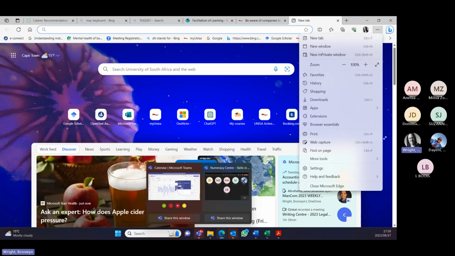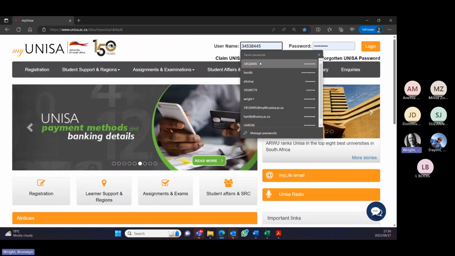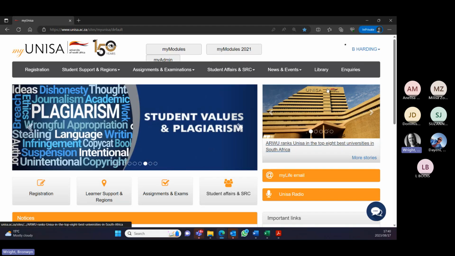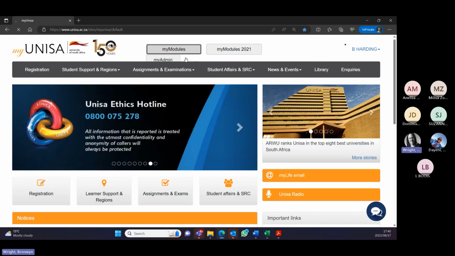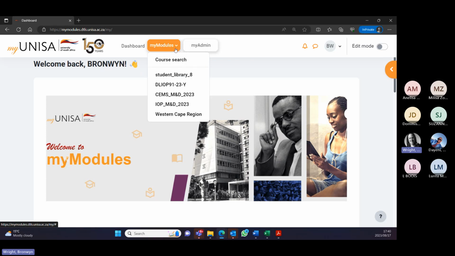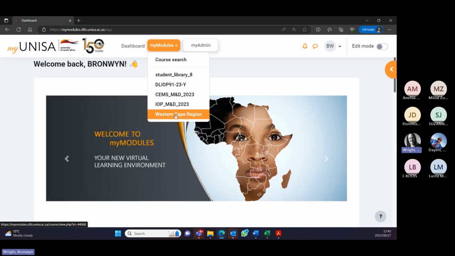Okay, so I'm just going to open up that private window again. So this is my private window. Now log in with my UNISA credentials. So this is my student account. And you click on login and you can see it quickly logs in, and then you will click on my modules. So once you click on my modules, it takes you to the landing page and you will be familiar with this drop down. Once you click on this drop down, you will see all the modules that you have registered for. And you click on this one at the bottom, the Western Cape region.